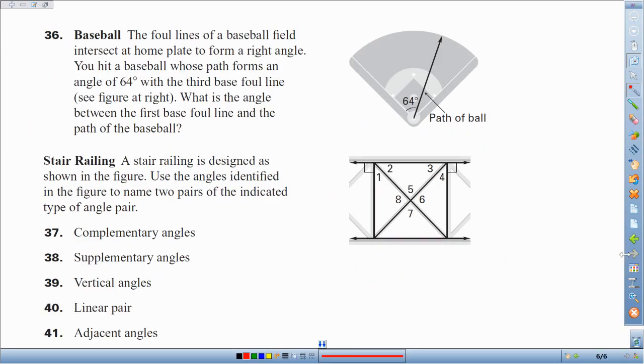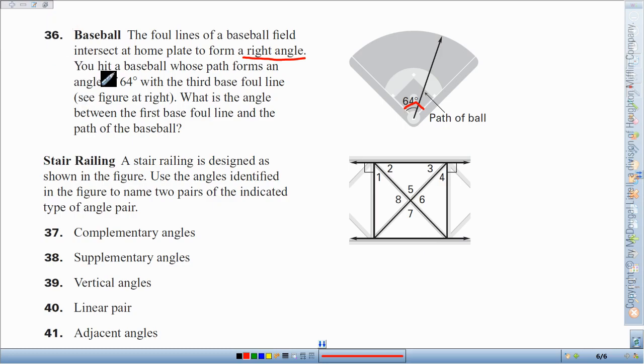All right, the last part of this, don't be afraid of the words. I know we don't deal with a lot of word problems in this class so far, but these problems are actually really simple. On number 36, let me just break it down. Baseball. It says the foul lines of a baseball field intersect at home plate to form a right angle, right? Foul lines, they're telling me they hit home plate at a 90-degree right angle. So if you want to draw this on your paper, we've got a nice right angle here.